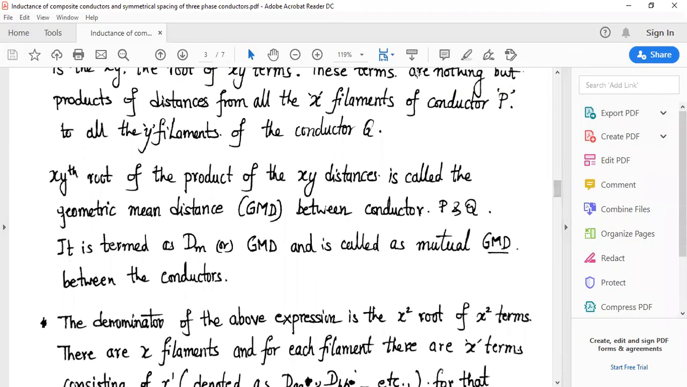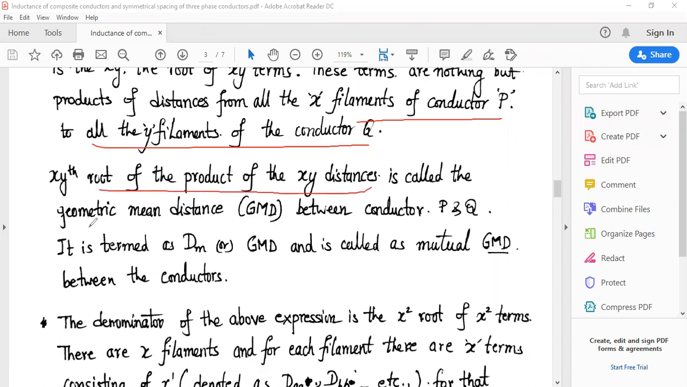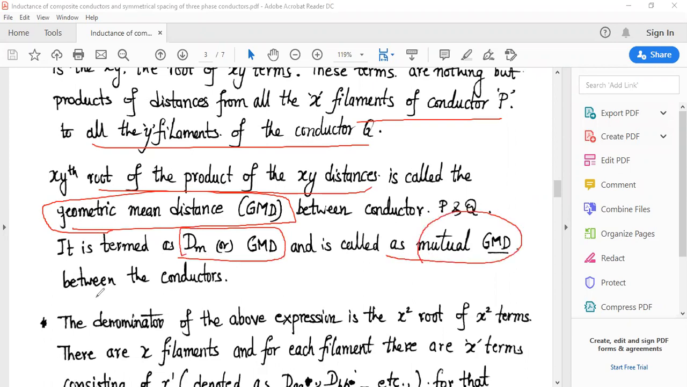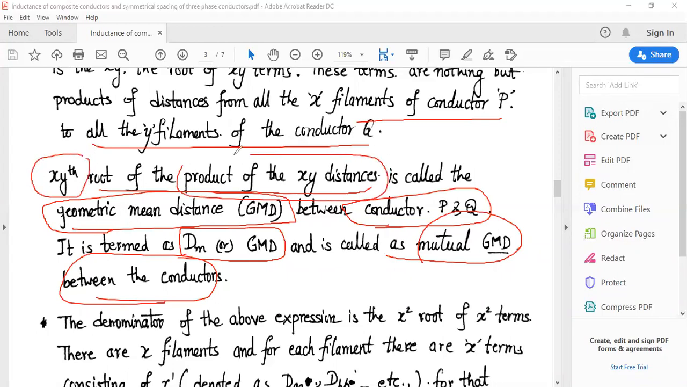These terms are the distances from all the filaments of conductor P to all the filaments of conductor Q. The xy-th root of the product of the xy distances is called the geometric mean distance, GMD, termed DM. It is the mutual GMD between conductors P and Q.